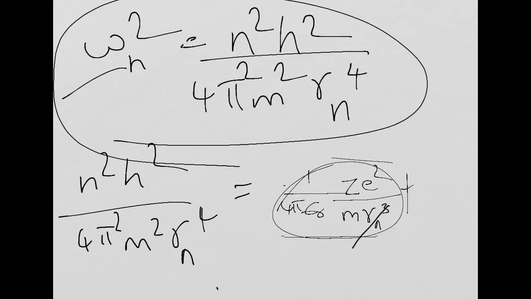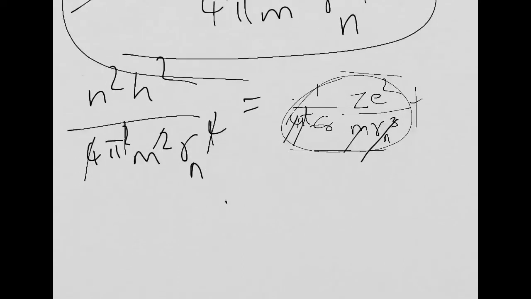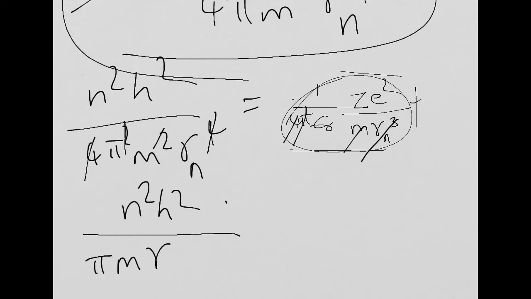Rn cube will cancel with this, 1 m will cancel with this, 1 pi will cancel with this, 4 can cancel with this, leaving n square h square by pi m rn is equal to ze square by epsilon naught. Okay, I'm going to say n square h square by pi m rn is equal to ze square by epsilon naught. Okay, we want only rn, right?